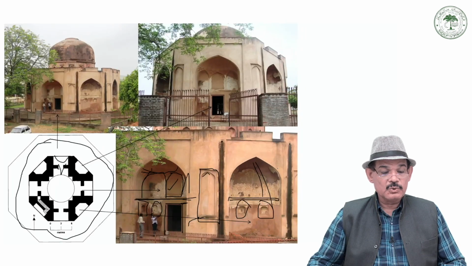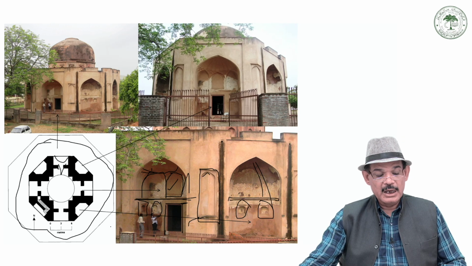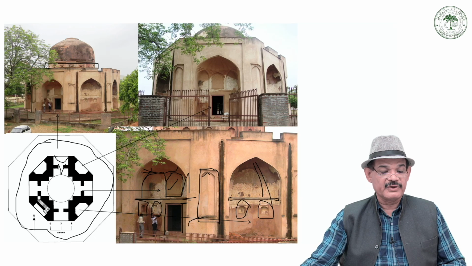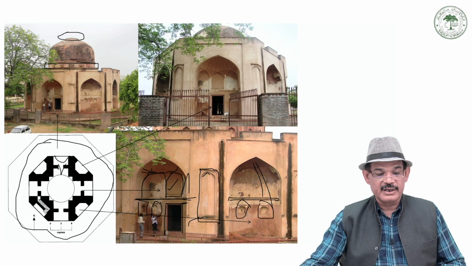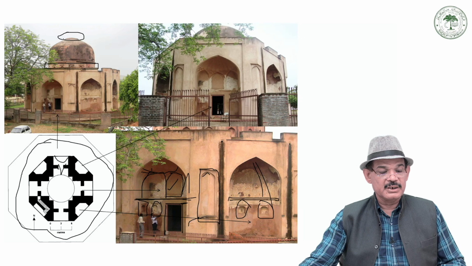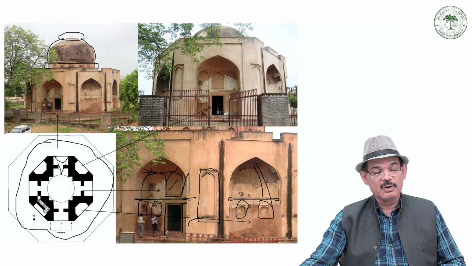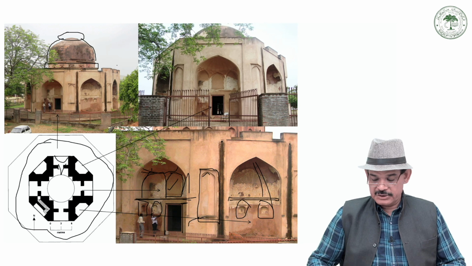This structure is locally known as the Jhunjhun Katora, and the central chamber is surmounted by a dome. The dome is placed on an octagonal drum, where each side of the octagonal drum is conceived in the form of an arched niche. The dome has an inverted lotus and finials, and its shape is not bulbous; it belongs to the early period of Jahangir.